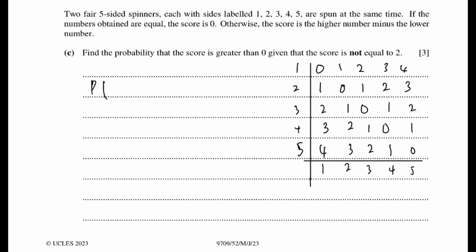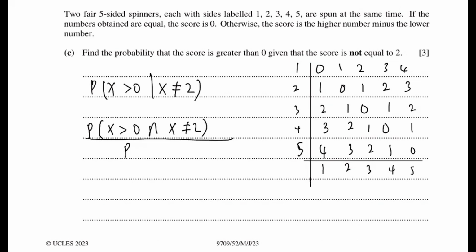Find the probability that the score is greater than 0 given that the score is not equal to 2. That's what it means. It's a given, so it's a conditional probability. So therefore, you can rearrange it: the probability of more than 0 intersect not equal to 2, divided by the probability of not equal to 2.